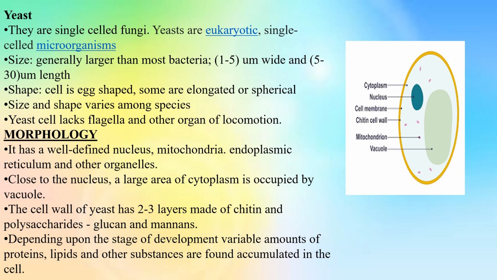It also has vacuoles, which is similar to the plant. Yeast cells contain vacuoles. If you see the picture, the huge spherical shape is a vacuole. Close to the nucleus, a large area of cytoplasm is occupied by vacuoles. The cell wall of yeast has 2 to 3 layers made up of chitin and polysaccharides, which are nothing but glucan and mannans. Depending upon the stage of development, variable amounts of proteins, lipids and other substances are found to be accumulated in the cell.